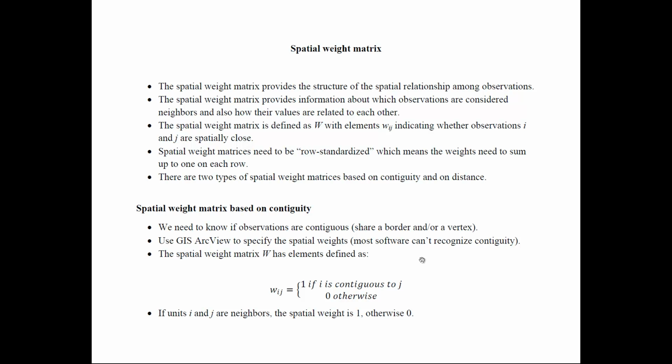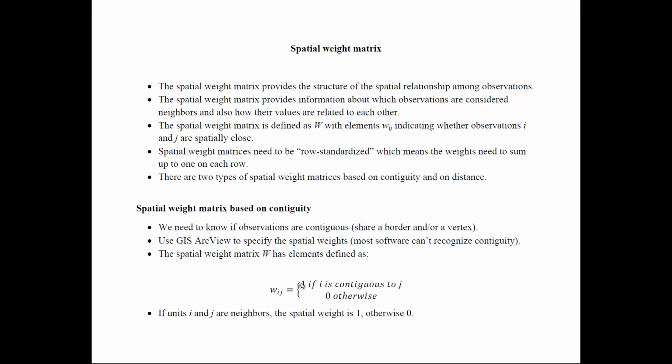And we could use GIS, ArcView, or some other software that could recognize spatial weights if you just give them who is a neighbor of whom. But in general, most statistical software cannot recognize contiguity. You have to have done this in a specialized software that would have spatial capabilities and then bring these data into your software program. Okay, so the spatial weight matrix W would have the elements defined as follows.